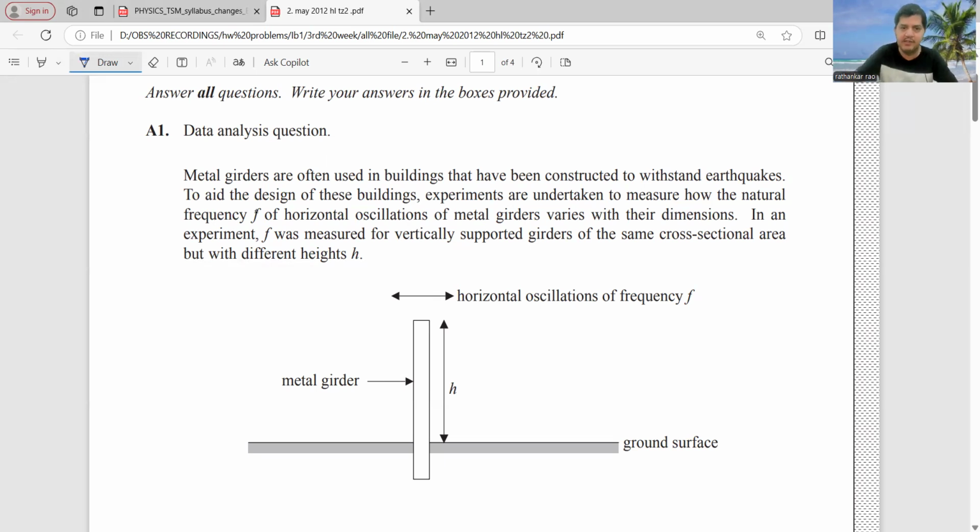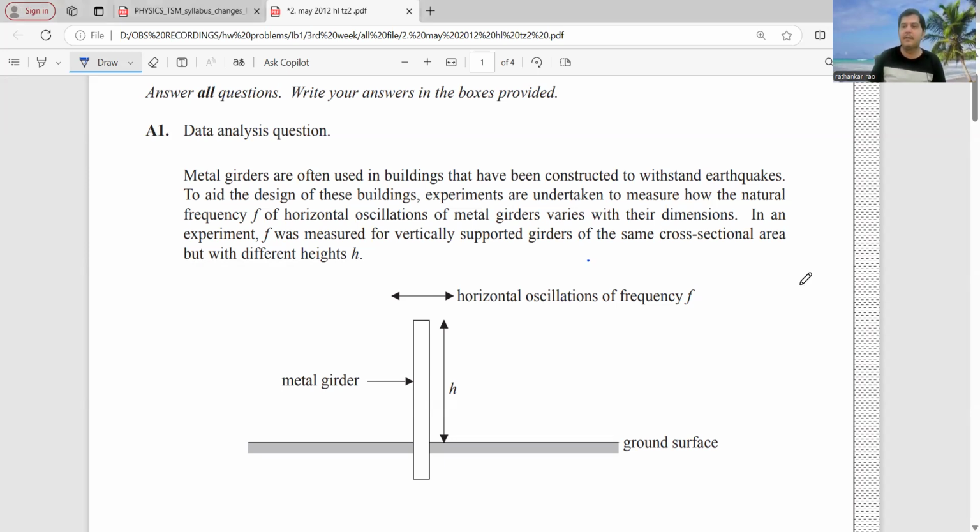Just a moment, I did not put on the timer. This question is for 11 marks. So let us try to finish this in 11 marks, 11 minutes.